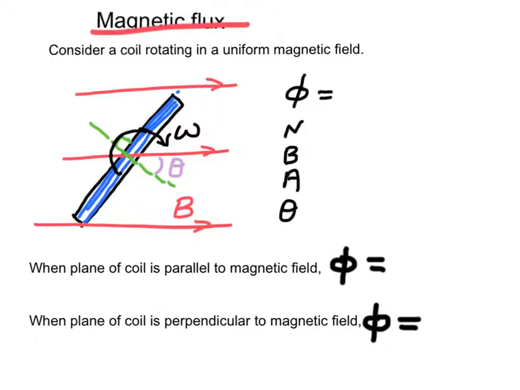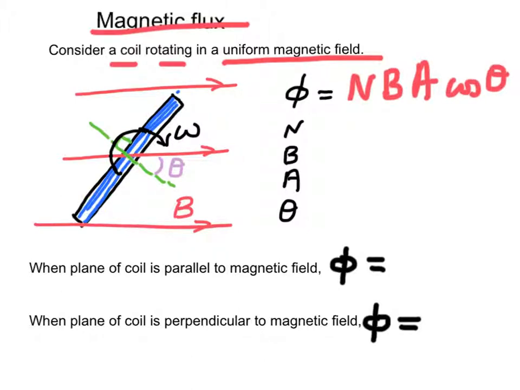Magnetic flux. Consider a coil rotating in a uniform magnetic field as shown in the diagram. Magnetic flux phi is defined as NBA cosine theta, where N is the number of turns in the coil, B is the magnetic field strength, A is the area of the coil, and theta is the angle between the axis perpendicular to the plane and the magnetic field.